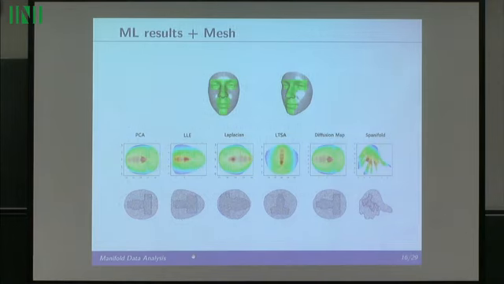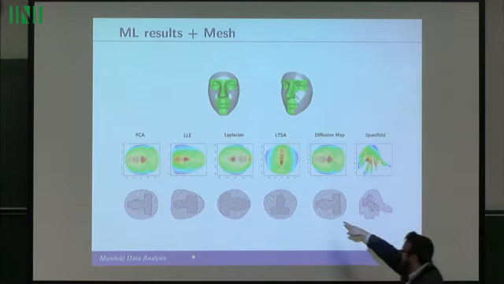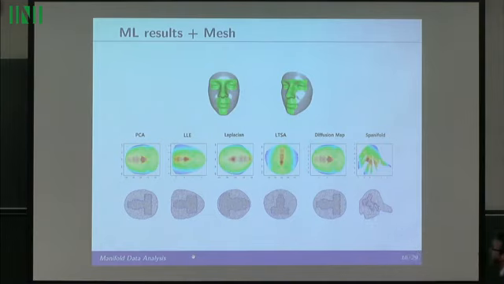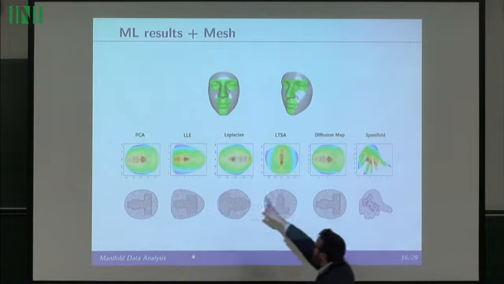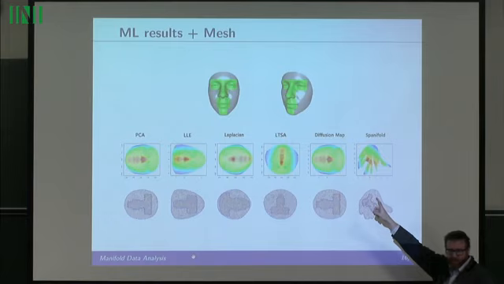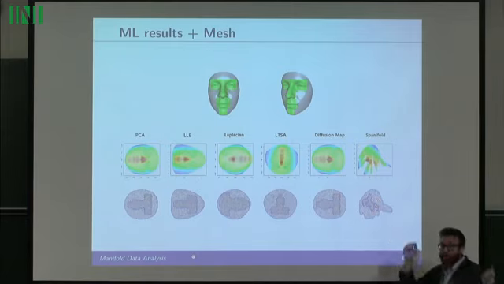Okay, and so if you do this, this is what you get. This is the template face up here on top. The green regions are etched out here. There are little points here, and I'll talk about those in a second. But then these are all of the projections, right? So those principal components, LLE, Laplacian, LTSA. And this is why I added Spanifold, because Spanifold actually tried to unwrap the face. It tore it into pieces, which I found really interesting.